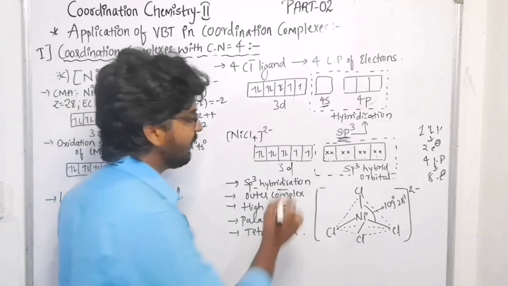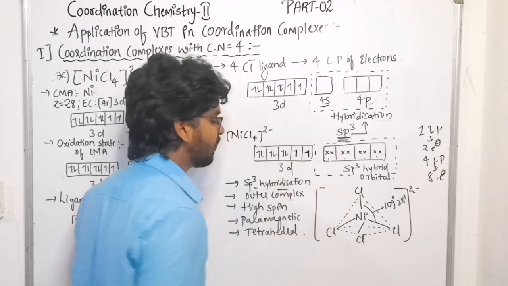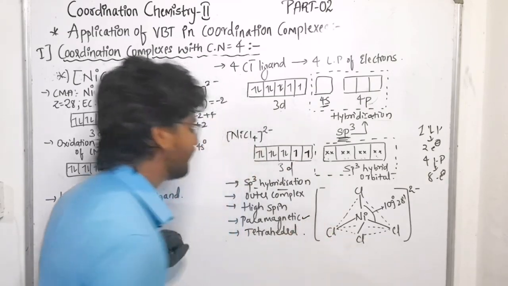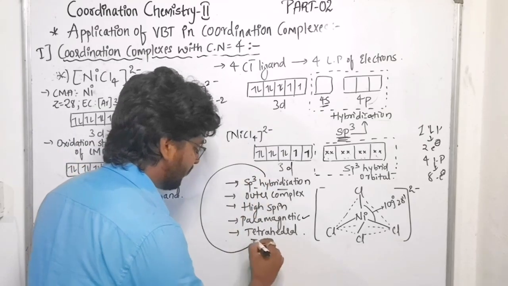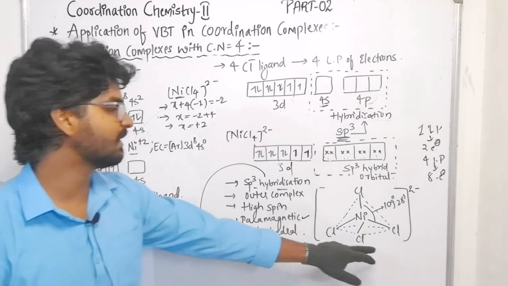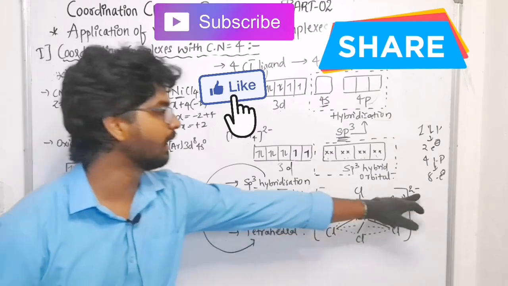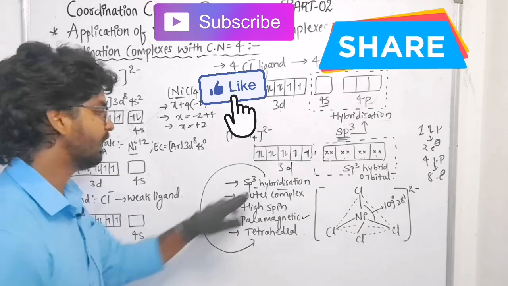In the same way, here 3d is carrying 2 unpaired electrons. If any unpaired electrons are present, that type of complex is called paramagnetic. Since it is showing sp3 hybridization, the geometry will be tetrahedral. This is the structure of the NiCl4 2- ion. Okay, very simple thing.